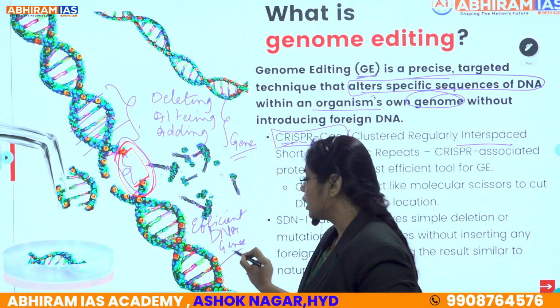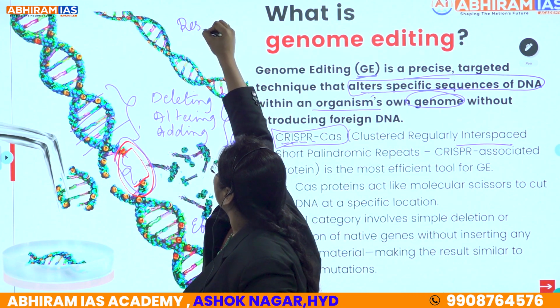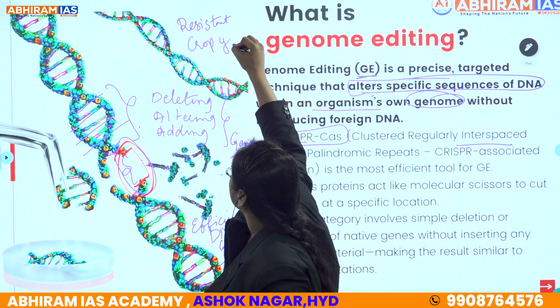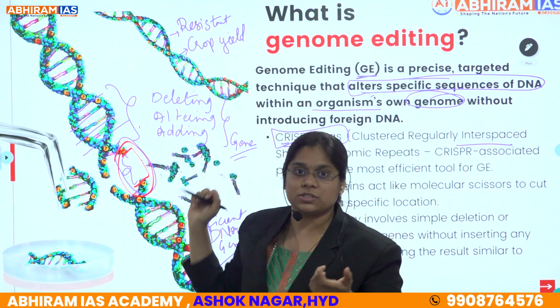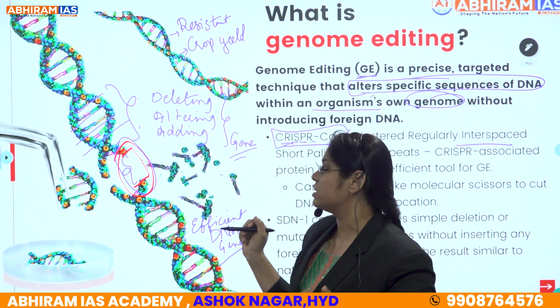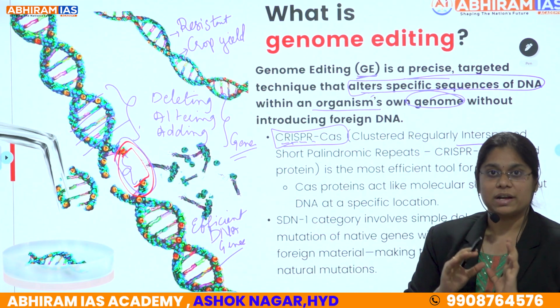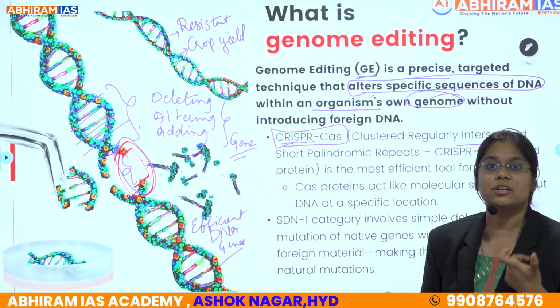Why? In plants, if we consider the resistance, to get high crop yield, and resistance specific to drought conditions and flood conditions. Clear? Now, what is this Cas protein? This Cas protein or CRISPR-Cas method is nothing but it is performing like molecular scissors.